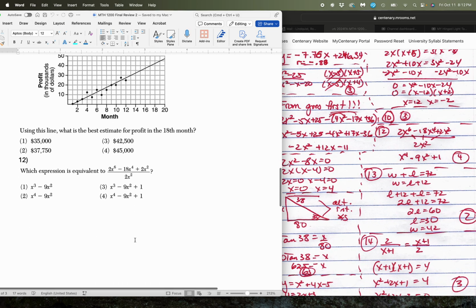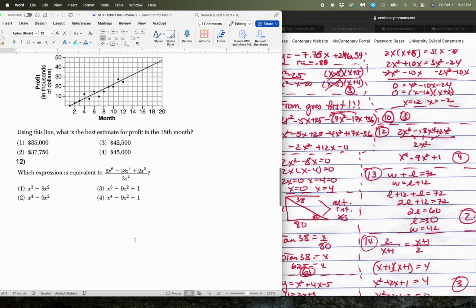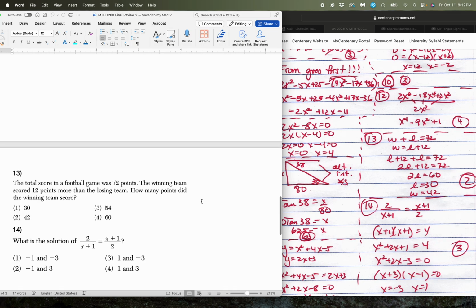Number 12, and we're going to get which expression is equivalent to. So look, I just need to divide the 2x squared into all 3 of these terms. So the 2x squared goes into 2x to the 6th. That leaves x to the 4th. Into negative 18x to the 4th. That leaves negative 9x squared. And into the 2x squared once. So it's x to the 4th minus 9x squared plus 1. That would be choice 4.